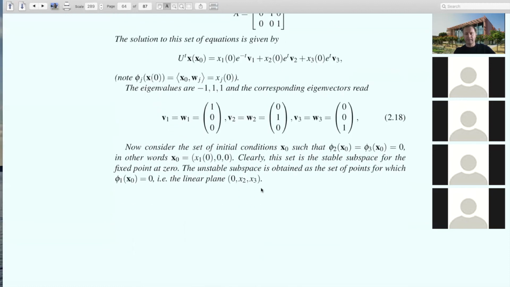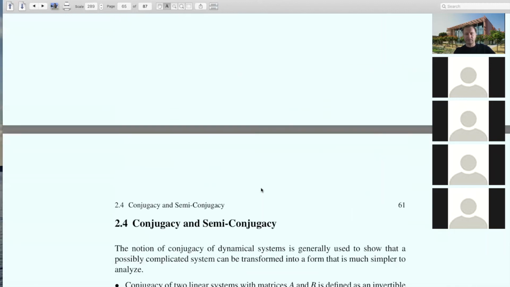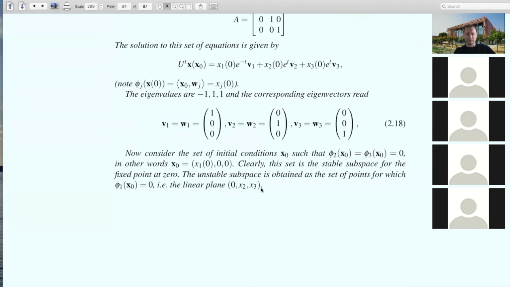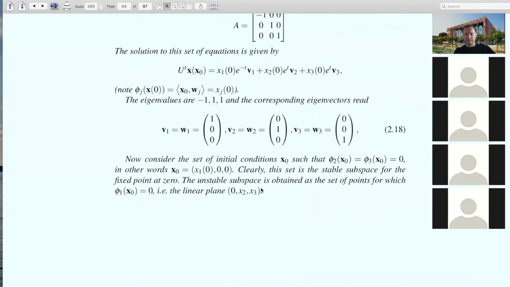So that's a simple example that gives us that particular result. Okay, we're going to stop here, and then next time discuss the notions of conjugacy and semi-conjugacy.